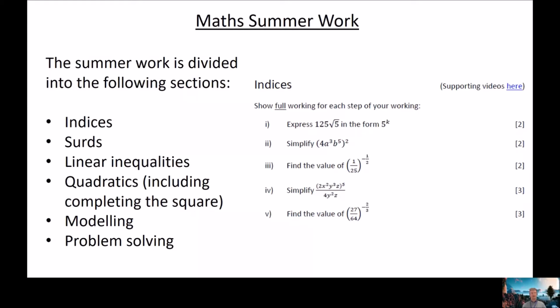Once you've done the four basic skills sections, there's then some modelling work. That's getting a little bit harder, and you're going to have to learn to actually use all the knowledge that you've had from the earlier sections to help you do that. And then we're going to do some more unusual problem solving at the end, just to get you thinking about maths in a little bit more of a creative way.